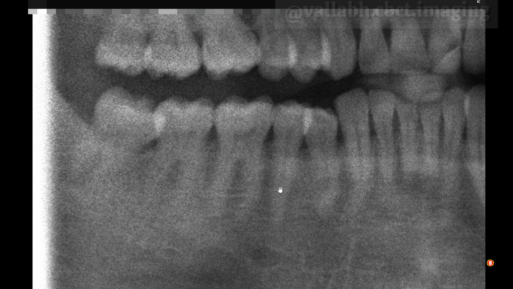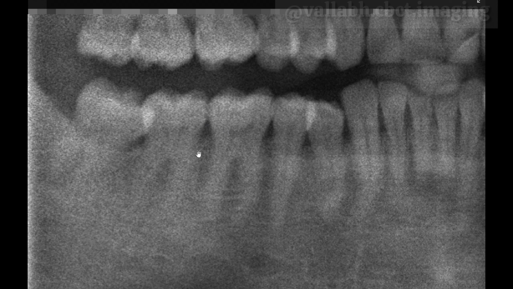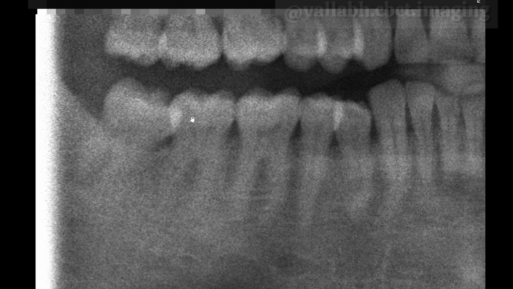Today we'll be doing a case study of suspected fine crack lines as seen in the lower right side region. The patient came with a chief complaint of pain in the lower right side region while chewing food. Since the patient was unable to localize the pain, we took a sectional CBCT of the lower right side, which included the first molar, second molar and the third molar.